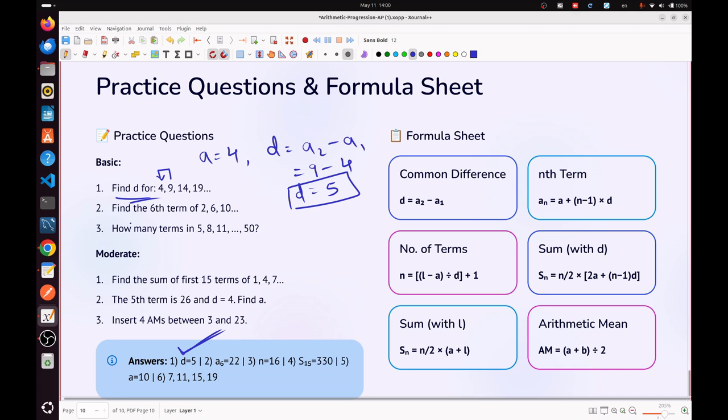Here you can go through these problems and solve them. Find the sixth term: you can take A plus 5D directly and substitute the values. Moderate level questions are also provided. For the sum of the first 15 terms, we need to apply the Sn formula. Here they have not given the last term, so you need to go with the normal formula, n by 2 into 2a plus n minus 1 into d. Here also we need to find A, the first term.